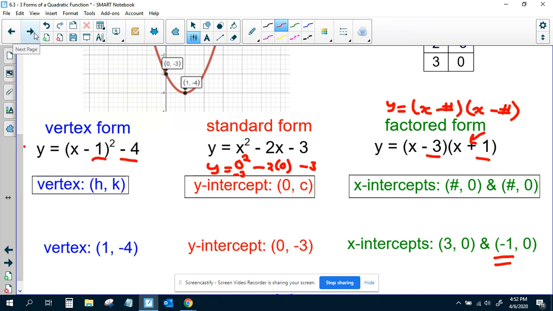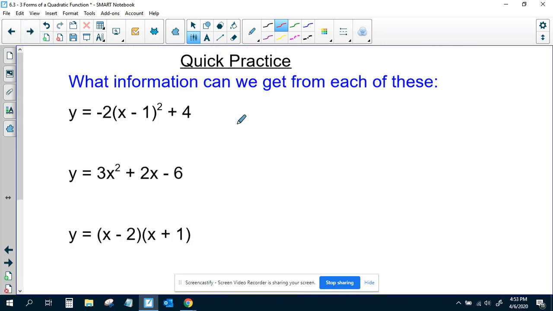Alrighty, so those are 3 things that we can gain from the different forms of a quadratic. We can find the vertex if it's in vertex form. We can quickly find the y-intercept if it's in standard form, or we can quickly find the x-intercepts if it's in factored form. So let's do a quick practice run. What information can we get from each of these functions?